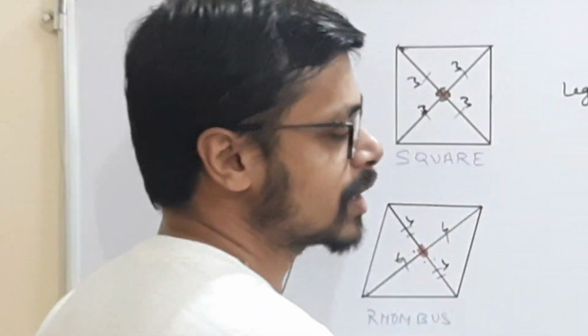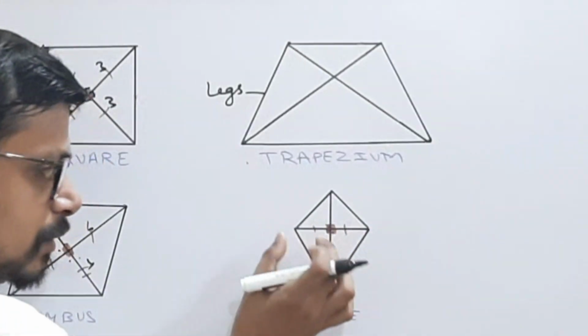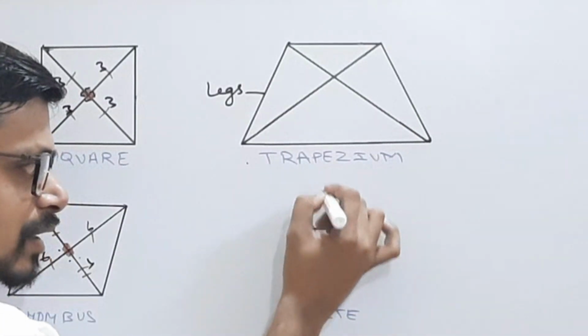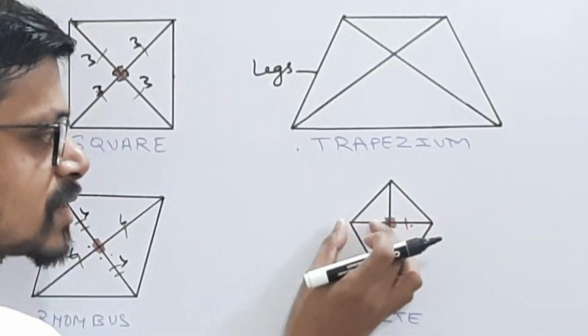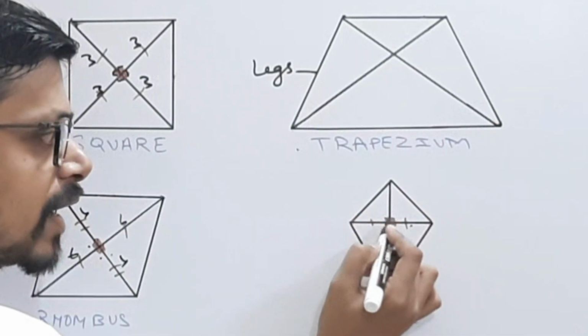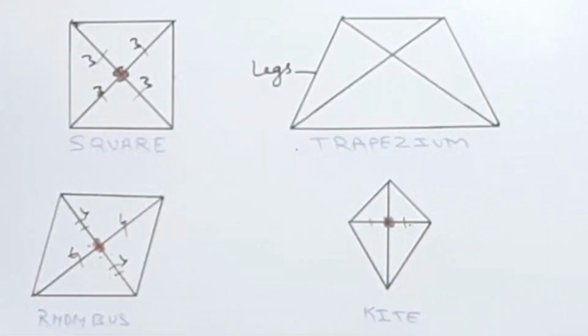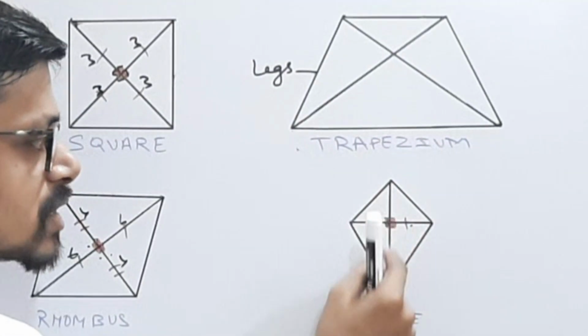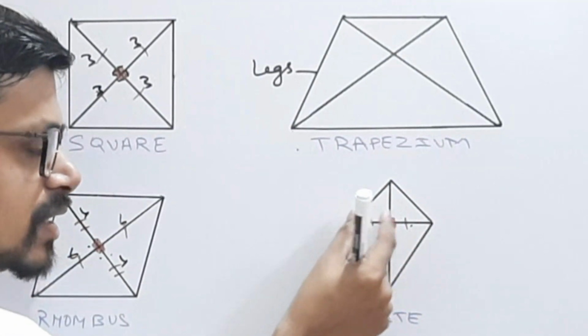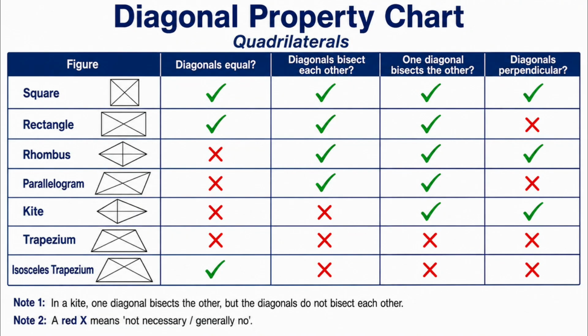Now coming to kite, the last quadrilateral. Here you will see this diagonal will not bisect the longer one. The shorter one will bisect. It will become equal and all the angles will be 90, 90, 90. This is what the condition is. Okay. So the diagonals will bisect each other at 90 degree. This length and this length will be equal.